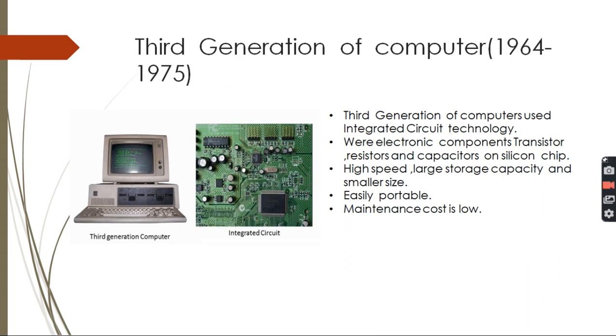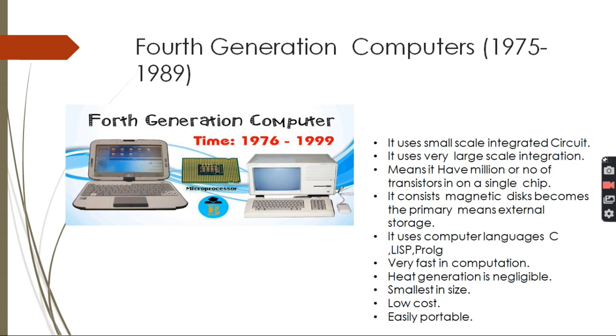So next, here we will start the fourth generation of computer. What is the fourth generation of computer? The period of the fourth generation of computer is from 1975 to 1989. In the fourth generation, computers became more powerful, compact, reliable and affordable. As a result, it gave rise to the personal computer, PC, revolution.